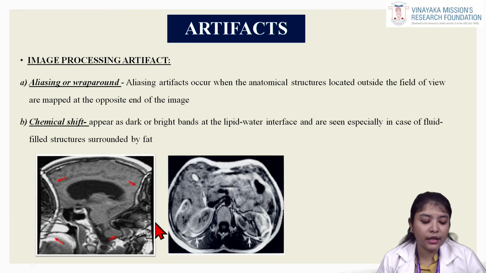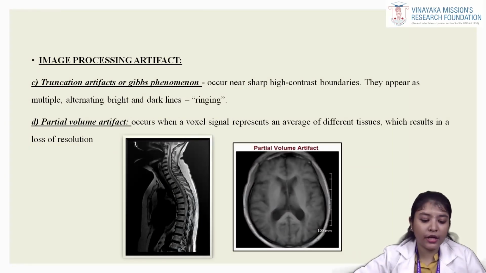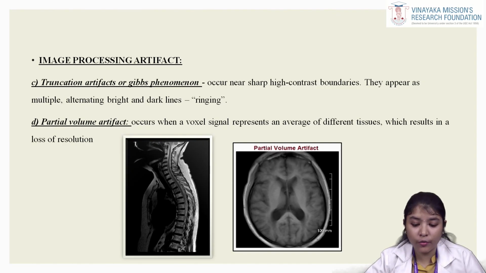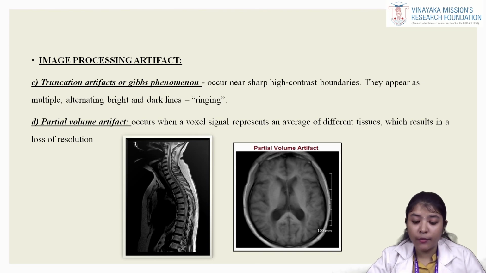Then is the chemical shift. It appears as dark or bright bands due to the interference of liquids. Next is the truncation artifact or Gibbs phenomenon. It appears as alternating bright and dark lines and appears as a ringing effect. Partial volume artifact occurs mainly due to the loss of resonance.